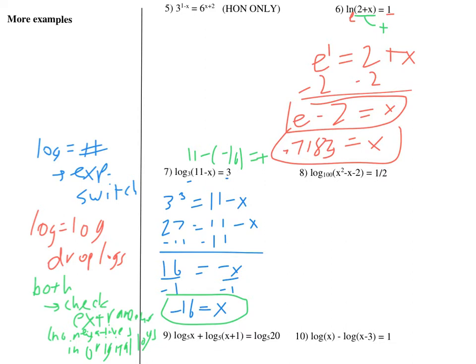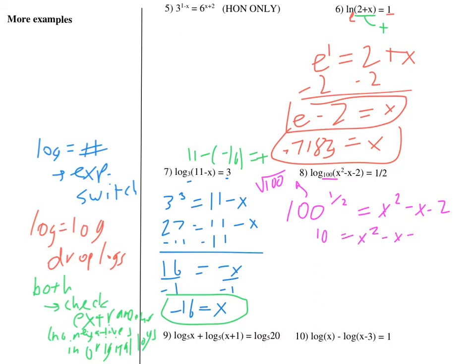All right, next up here, we'll do number 8. Here we have another log equals number, so we'll do the exponential switch. My base is 100 to the power of 1/2 equals x squared minus x minus 2. Now 100 to the 1/2, remember, is really the square root of 100. It's not times 1/2, it's to the 1/2 power. So the square root of 100, of course, is 10.